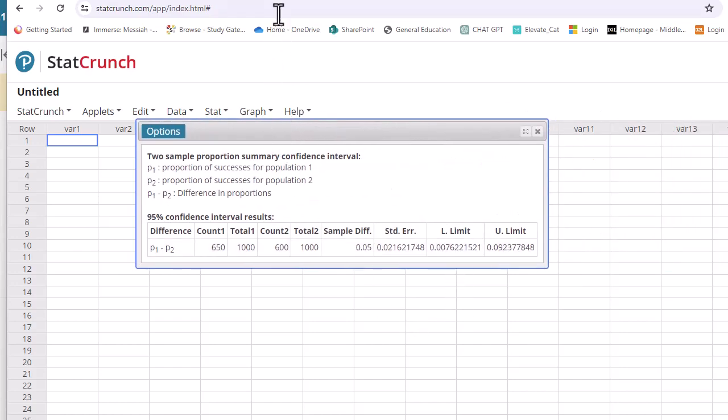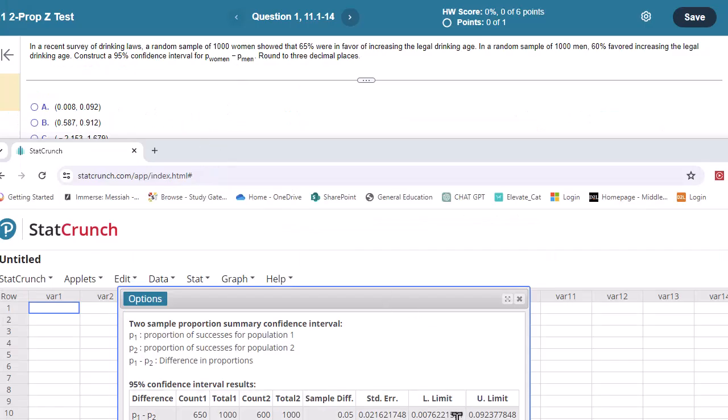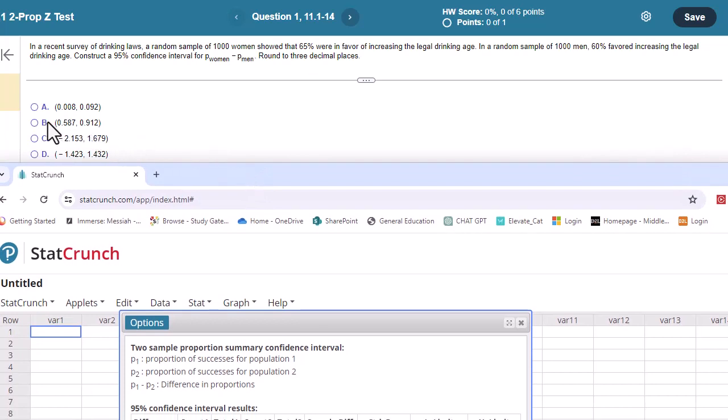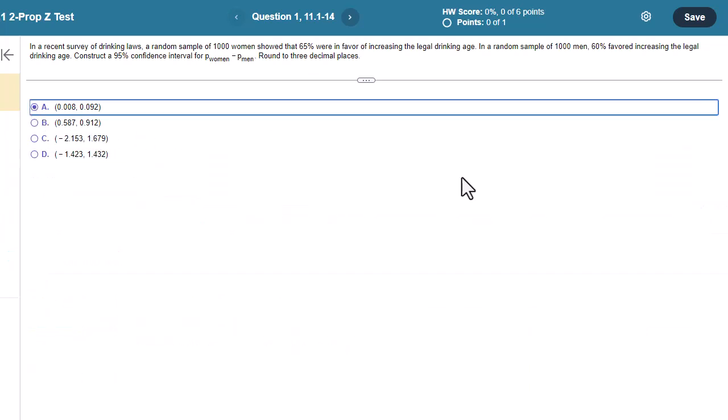Okay, so here is our interval. And based on the choices, the only one that comes close here, if we round to 3 places, 0.0076 would be 0.008 and 0.0924. This one's the only one here, A.